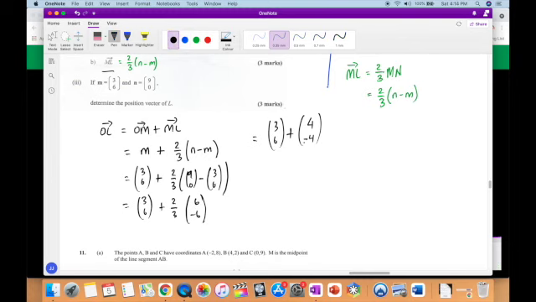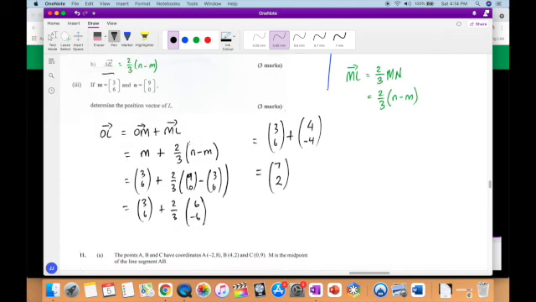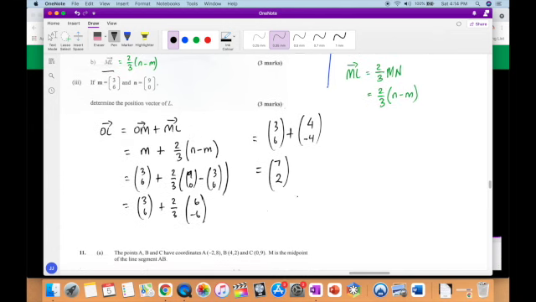Alright, cool. And now we just add the x's, so 3 and 4 is 7, and we add the y, 6 plus minus 4 is 2. And so that there is the position vector of L. So therefore, OL is equal to 7, 2.